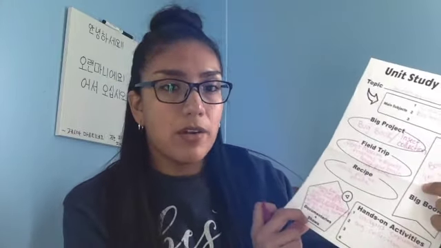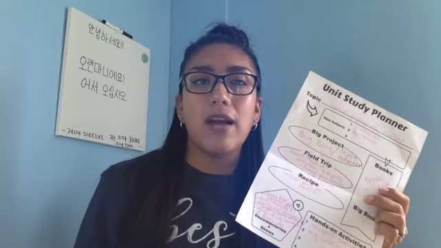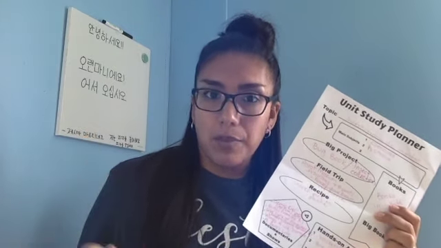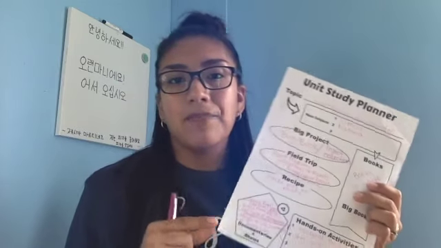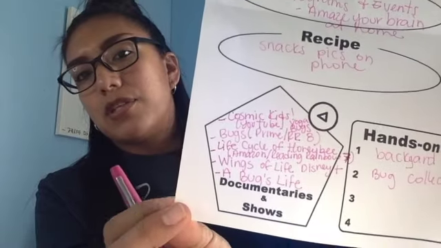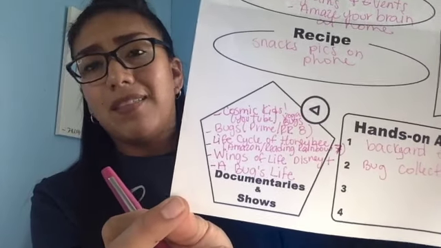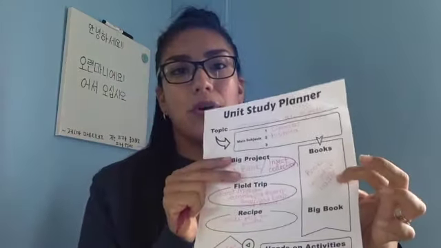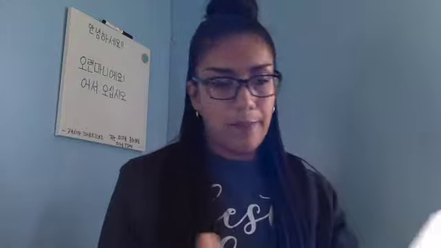And then documentaries, I went to our accounts. I looked through Netflix, Discovery Plus, and Disney Plus, and I just found some options there. There's a lot of things on bugs. And then books, I didn't want to list all the books, so I just said the ones in the white basket.